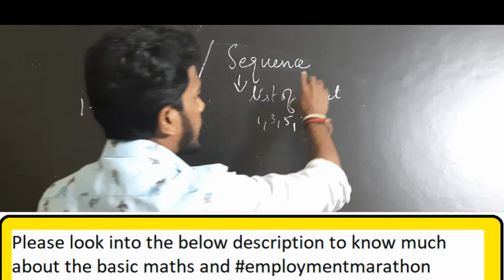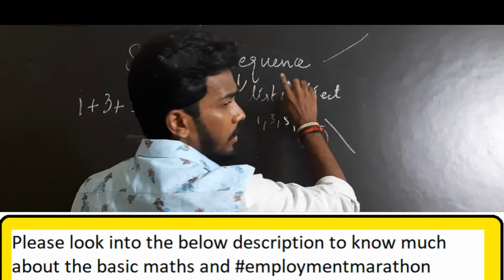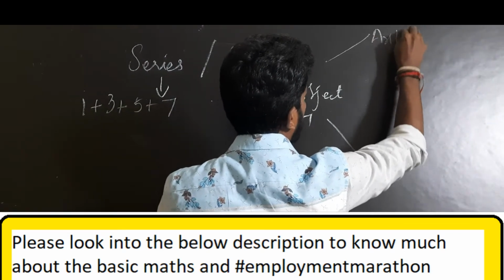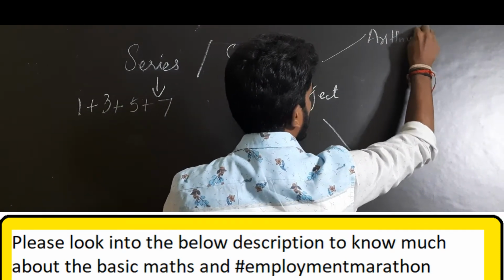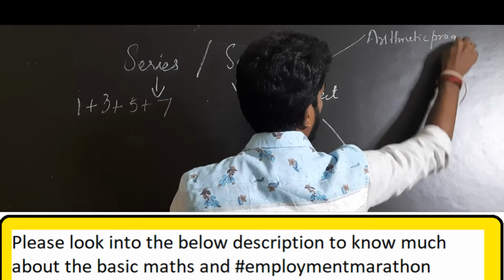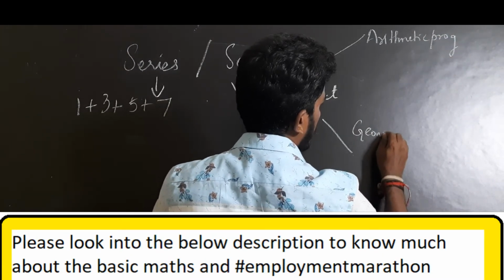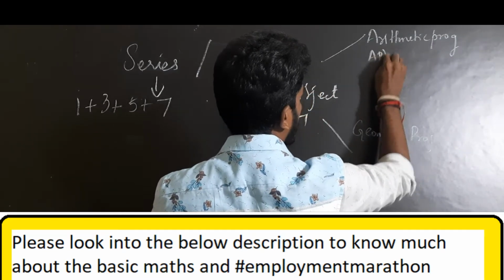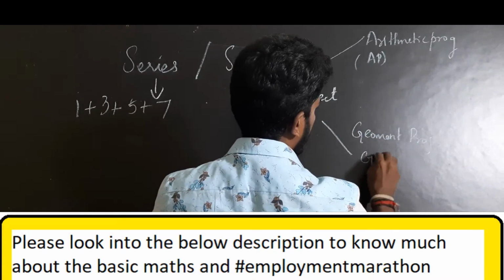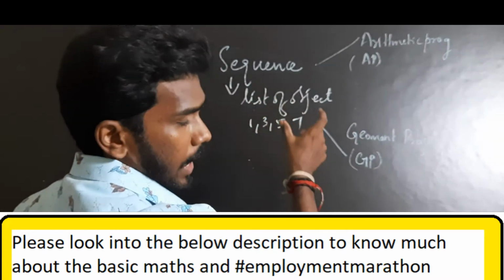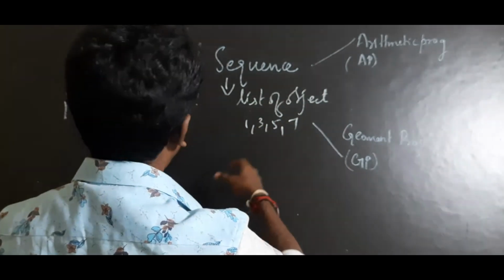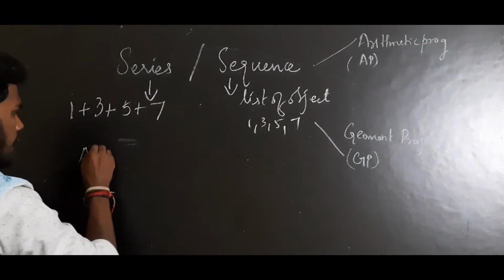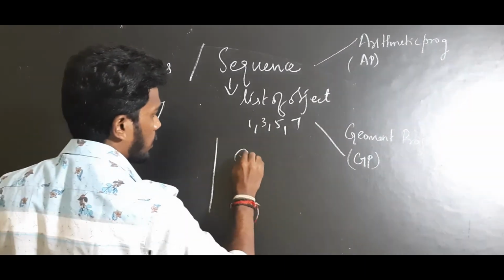So regarding this sequence, I can have two different types. One is an arithmetic progression or a geometric progression. We call it AP, we call it GP. Arithmetic progression, AP sequence or GP sequence, AP series or GP series. What does it mean by this AP? Let's see what is the arithmetic progression and let's see what is the geometric progression.